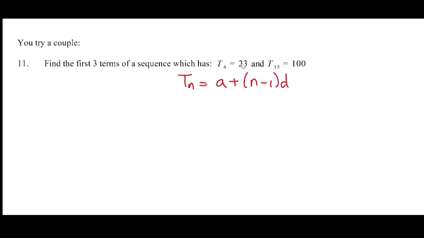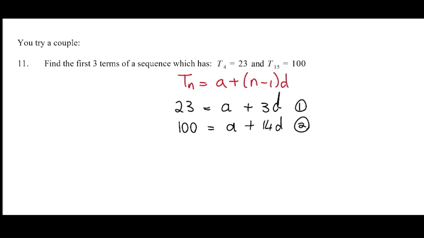So equation number 1 is going to come from the fact that the 4th term is 23. So 23 is A plus 3D. That's great, but it's got two variables in. I need another equation. Term 15 is 100, which means 100 is A plus 14D. This time, I'm going to subtract them, and I'm going to go number 1 minus number 2, just to show you that it actually won't matter. We can do it either way.